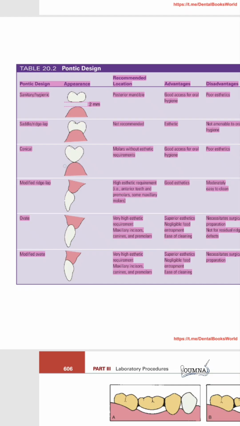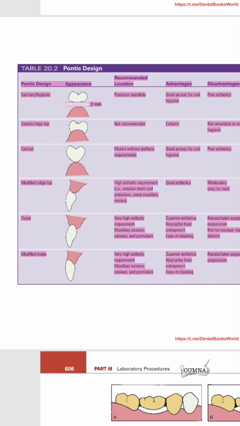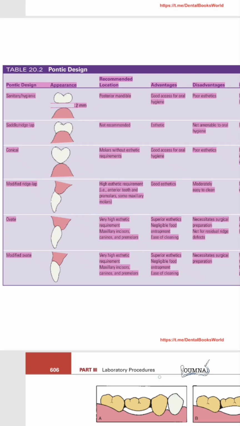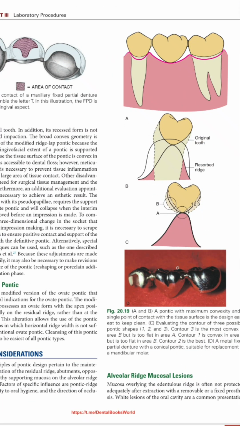gingiva. The conical or the heart shape is not aesthetic, but it is good for oral hygiene. So it is like the hygienic one, used only for the molars without aesthetic requirements. We can see this is its shape. It is attached to the gingiva with one point.